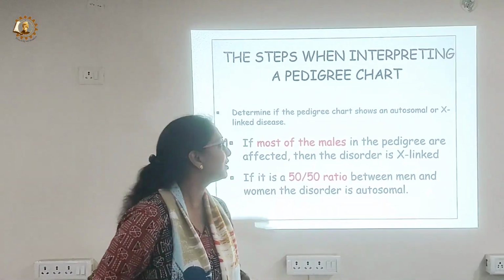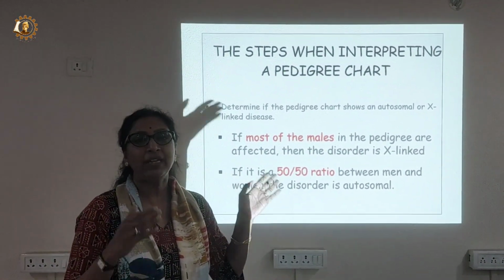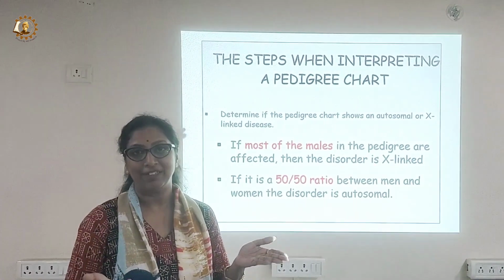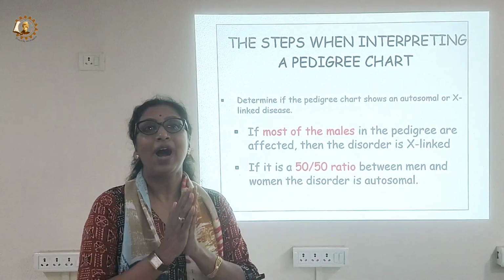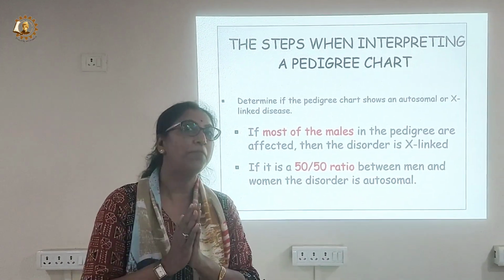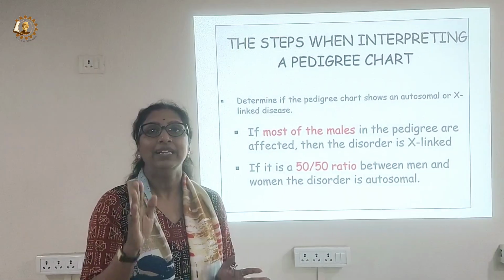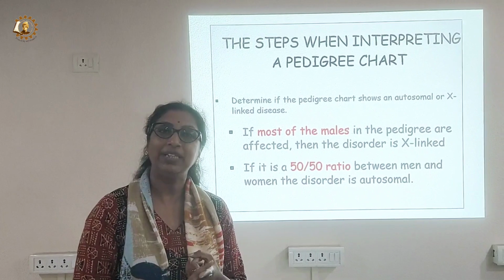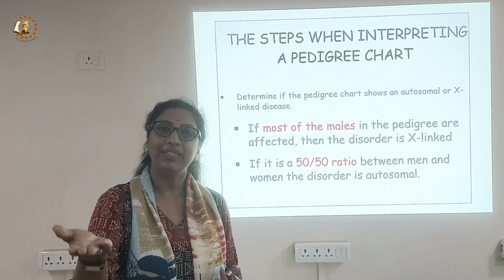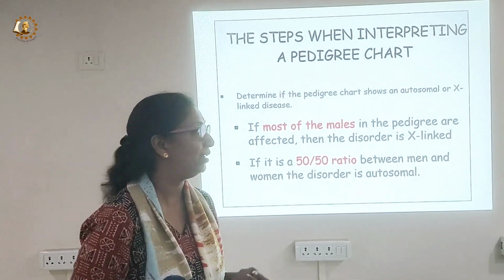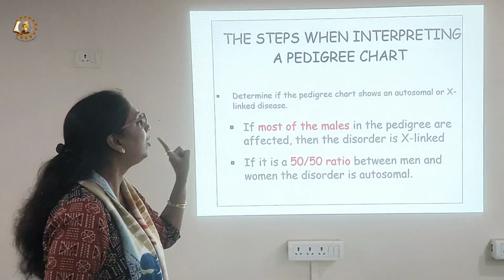First and foremost is how to determine or detect the pedigree type. When you get a pedigree in your upcoming exam, first we need to identify what type of pedigree it is. Is it an autosomal pedigree or an X-linked pedigree? Then the next determination is whether it is autosomal recessive or dominant, otherwise whether it is X-linked recessive or dominant. So the first part is to determine whether it is autosomal or X-linked.